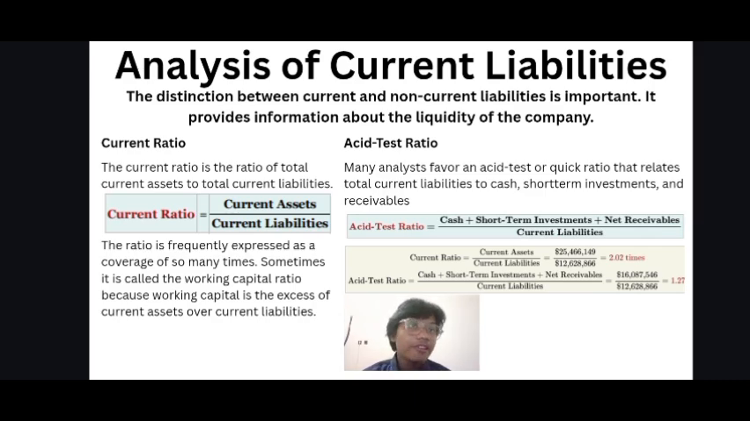So in total it could be like this. For the current ratio, the current assets of around 25 million divided by current liabilities of 12 million is equal to 2.02 times. And for the asset test ratio, the cash plus short-term investments and net receivables divided by liabilities, which in total is 16 million divided by 12 million, is equal to 1.27 times.